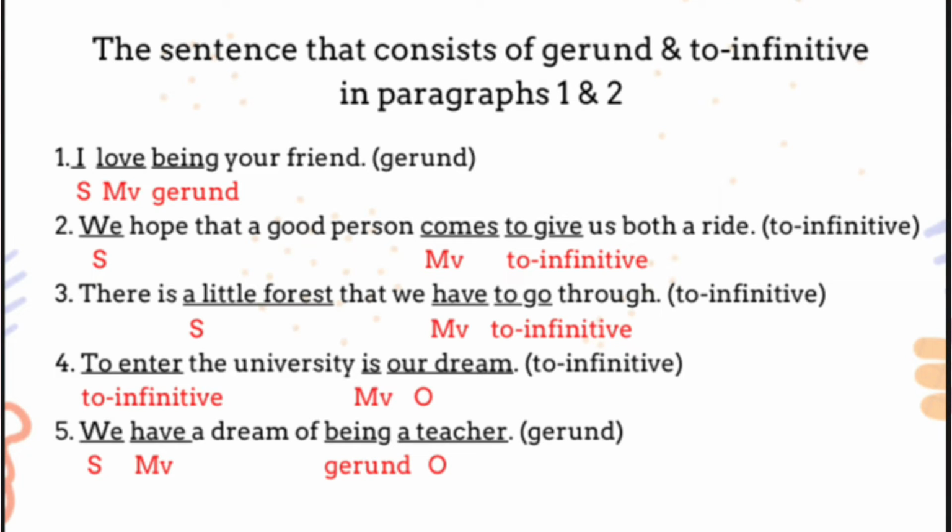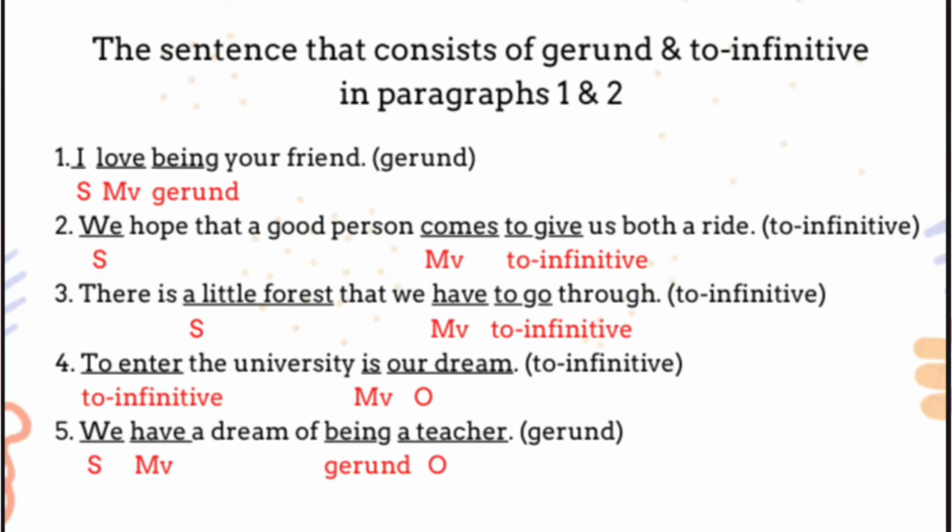Alright, I'm Widya. I will explain about paragraph 1 and 2: the sentences that consist of gerund and to infinitive in paragraph 1 and 2. In paragraph 1, the first sentence, I love being your friend. The sentence consists of gerund. The subject of the sentence is I. The main verb of the sentence is love. And the gerund of the sentence is being.